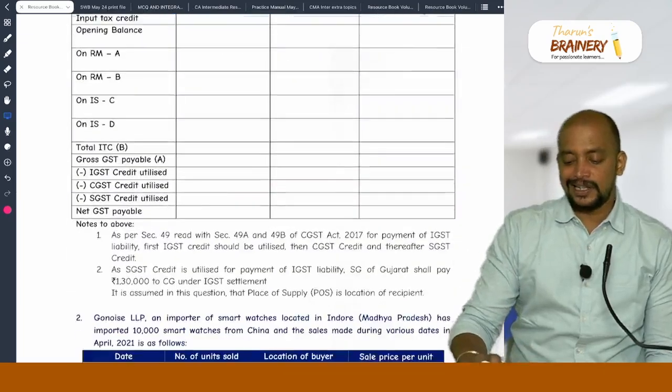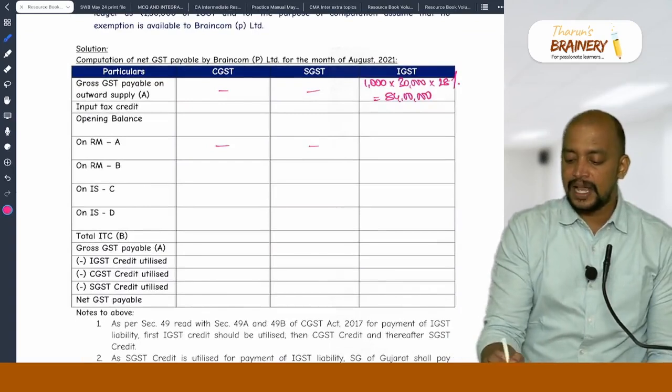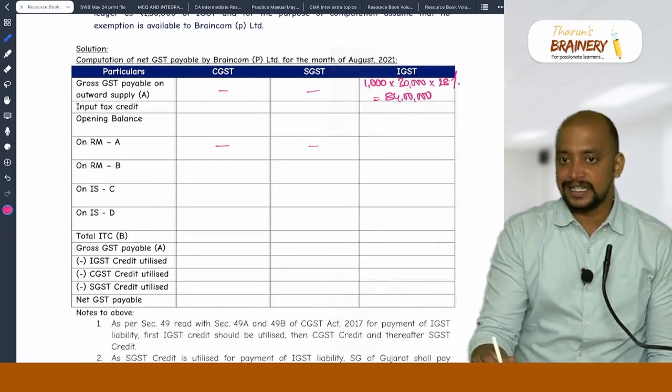So go there in the template, you update raw material A IGST credit. How much is the IGST credit? What is the value? 5 lakhs. What is the rate of GST? 18%. That will be 90,000.